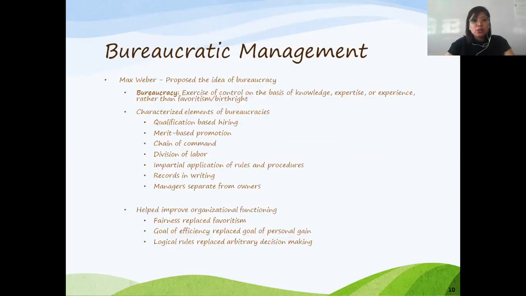Okay. So, let's go now to bureaucratic management by Max Weber. Bureaucracy is the exercise of control on the basis of knowledge, expertise, or experience, rather than favoritism or birthright. The characteristics are qualification-based hiring, merit-based promotion, the chain of command, division of labor, impartial application of rules and procedures, records in writing, and managers separate from the owners. It improves organizational functioning, as fairness replaces favoritism, the goal of efficiency replaces the goal of personal gain, and logical rules replace arbitrary decision making.